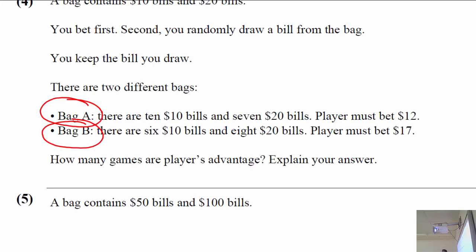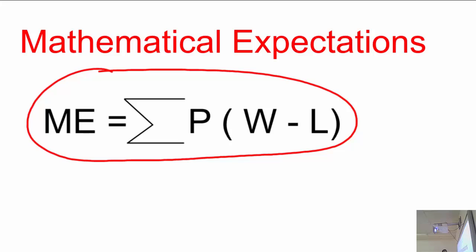So we have two games here. Let's talk about game number one, which is bag A. So there are 10 $10 bills. Okay, let's write that down. Before we write that down, mathematical expectation question, probability. Let's talk about the probability.